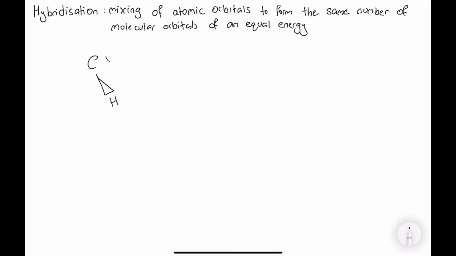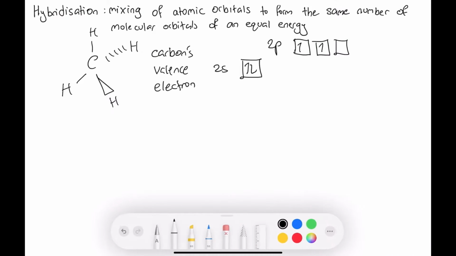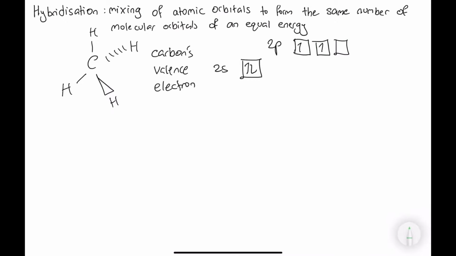With hybridization, you're always looking at the valence electrons and orbitals of the atom of interest. For this one, it is the carbon's valence electrons. We know there are four: two in the 2s orbital and two in the 2p orbitals. Since they are in different orbitals, they also have different energy.